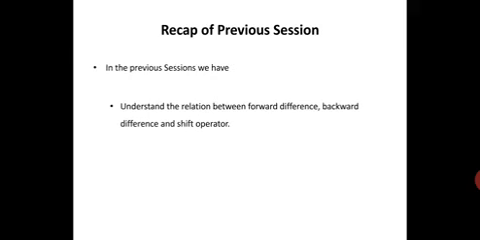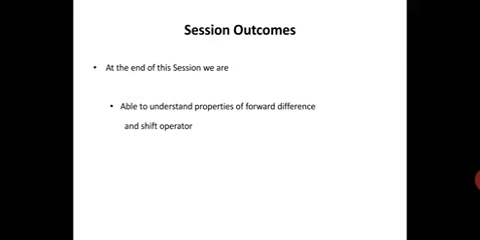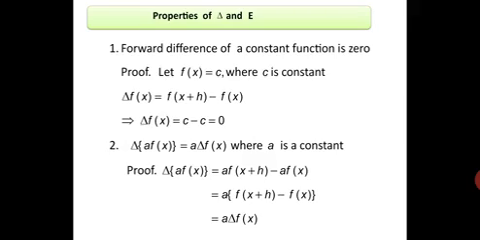shift operator E. Before we go, we will have a recap of what we have read in the last session. We understood the relation between forward difference, backward difference and the shift operator. Now at the end of this session, we will be able to understand the properties of forward difference and the shift operator. So properties of delta and E, that is forward difference and the shift operator E. So here is the first property.